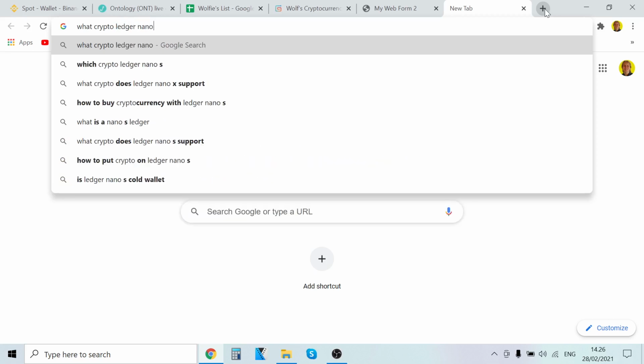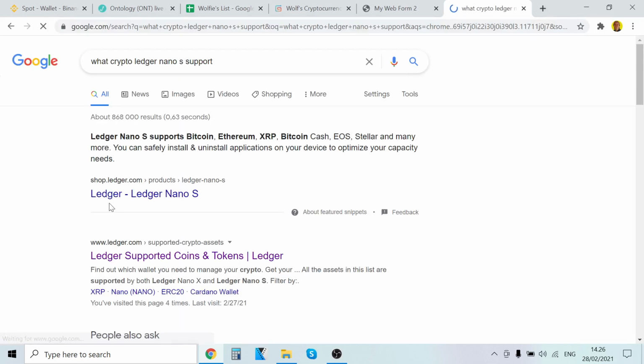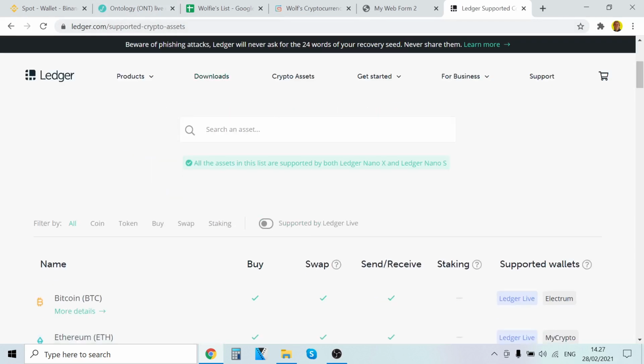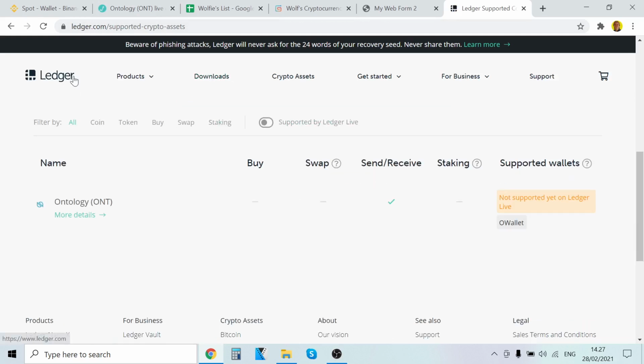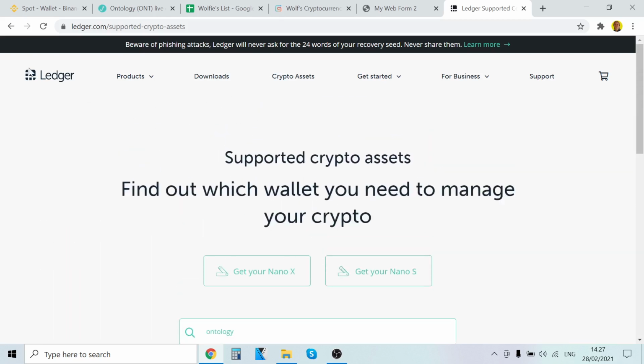Ledger. Let me show you a cool website here. So yeah, it's this one. You can come here and type in ontology, and you can see if a Ledger wallet supports it. So currently Ledger wallet doesn't support ontology, but yeah, you can always check that there.